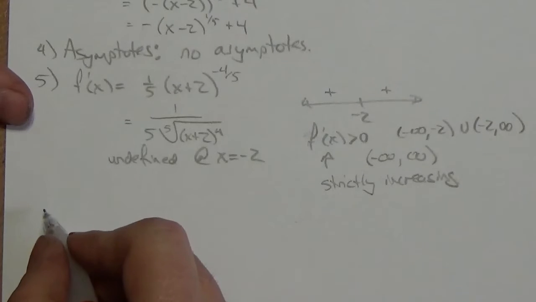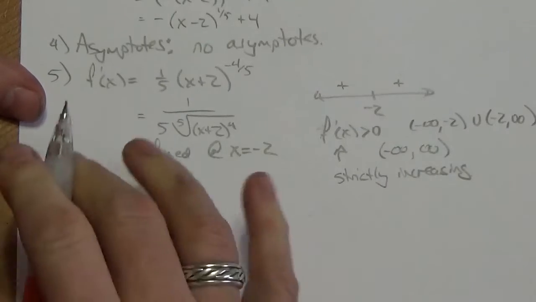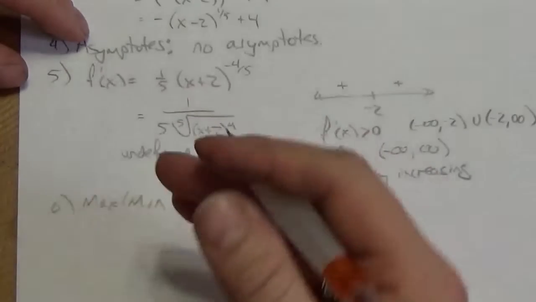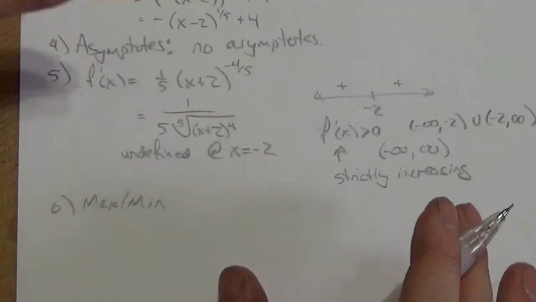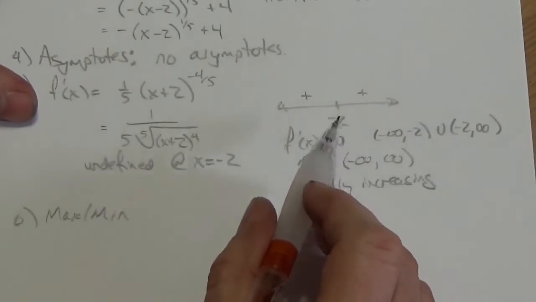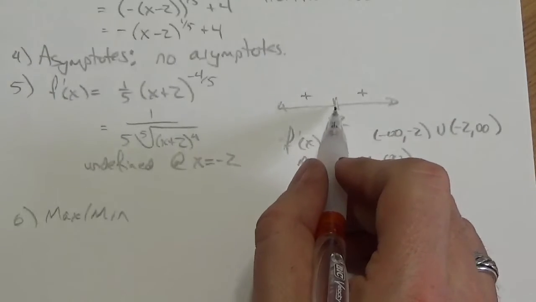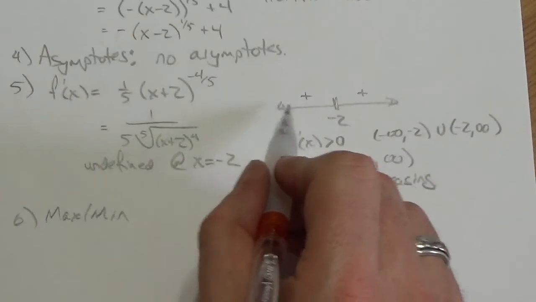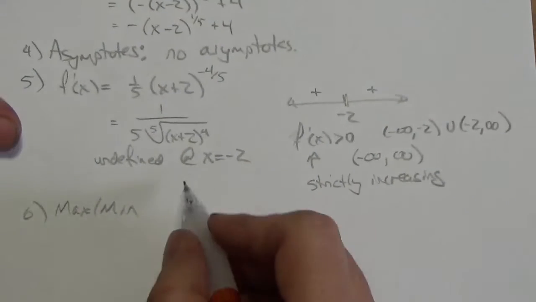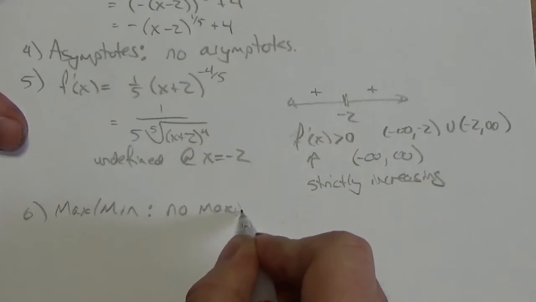What that means is for our step 6, for our max and min, there's no point here where the derivative goes to 0 to give a maximum or a minimum. There is a spot here where the derivative is undefined. So we might think about that as being a critical number of the function, where x is equal to negative 2, but it's increasing and then increasing afterwards, so it can't possibly be a max or a min. So basically our conclusion is there's no maxima or minima.